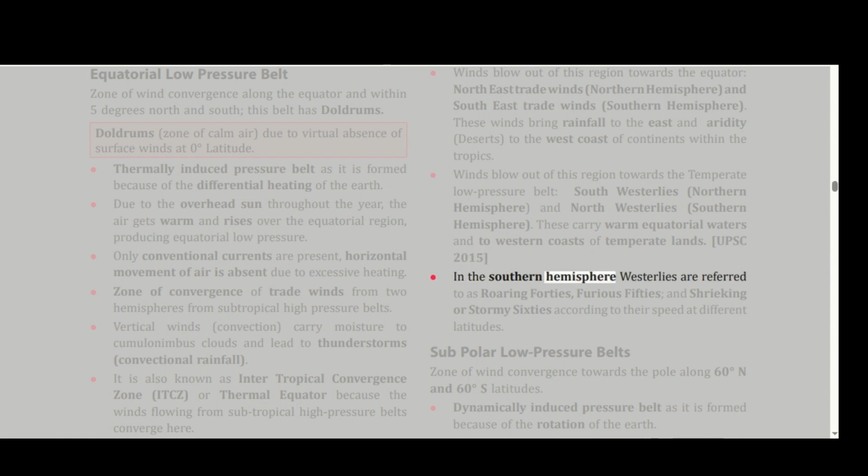In the southern hemisphere, westerlies are referred to as roaring 40s, furious 50s, and shrieking or stormy 60s according to their speed at different latitudes.